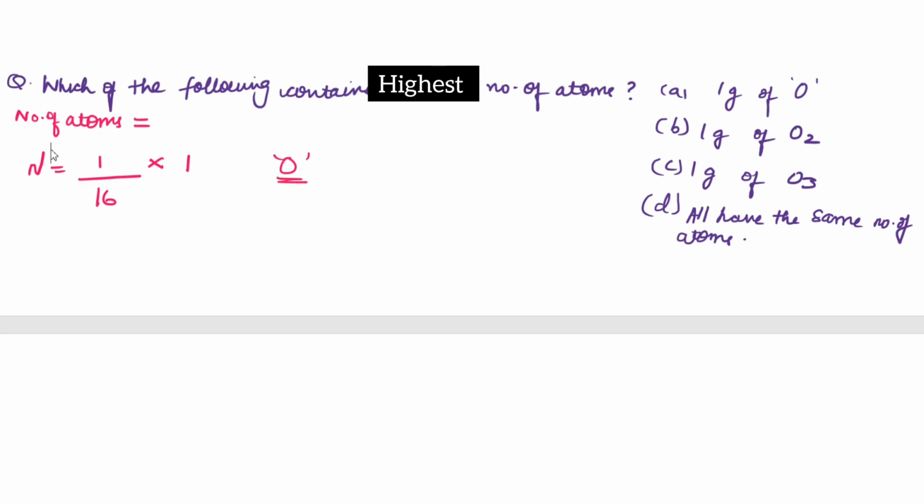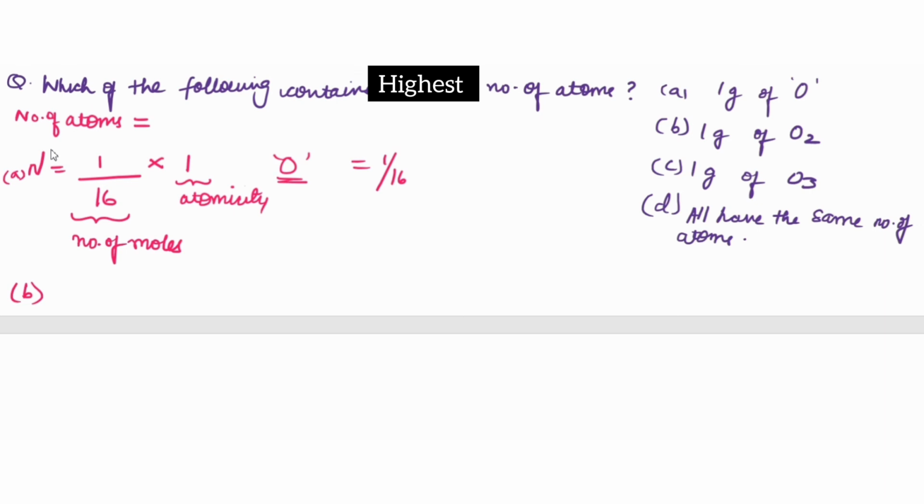The number of atoms we calculate by number of moles into atomicity, and then into Avogadro number, but all the terms will have Avogadro number. So for our convenience, instead of simply multiplying everything by Na, we just multiply the number of moles into the atomicity, because multiplying it with Avogadro number for all the options is not going to affect deciding which one has the greatest number of atoms. So you get roughly 1 by 16.